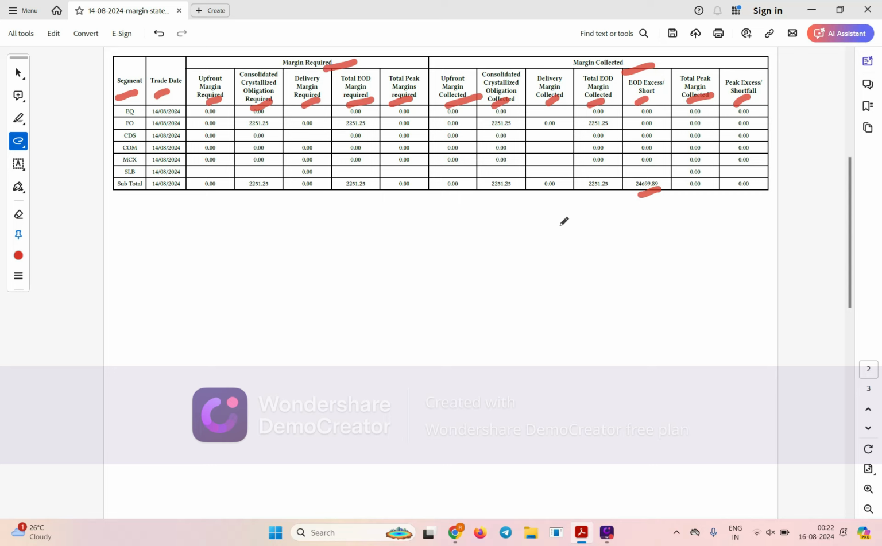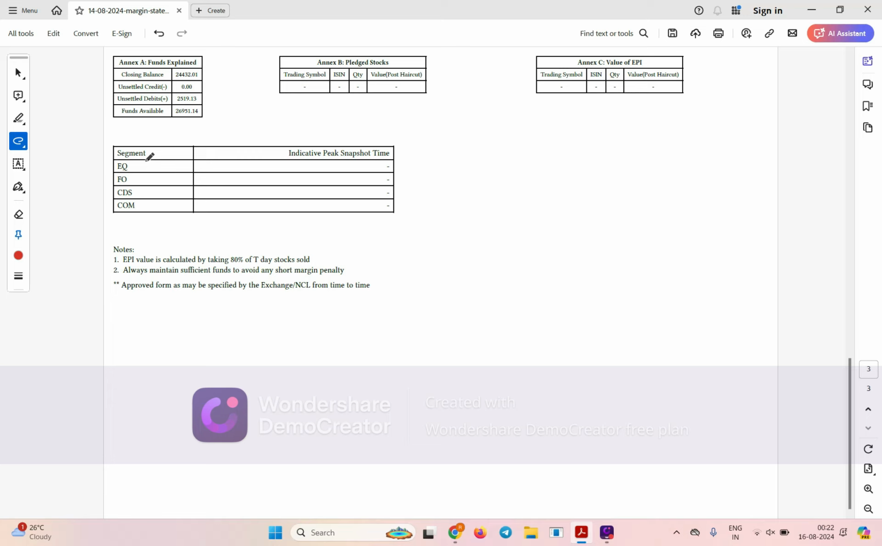Coming to the third page, you can see annex A, funds explained. Here you can see the closing balance, unsettled credit and unsettled debits and funds available. The funds available means this is the cash available in the broking platform. So this money you can use for trading. In Annex B, pledged stocks. If there are any pledged stocks, then it will show here. Annex C, value of EPI, and the same thing, segment EQ, F&O, CDS, COM.